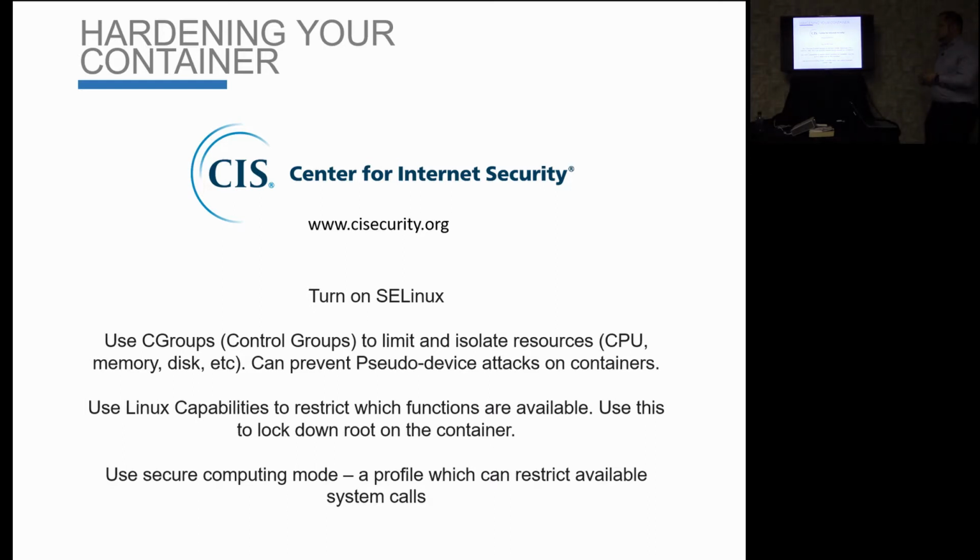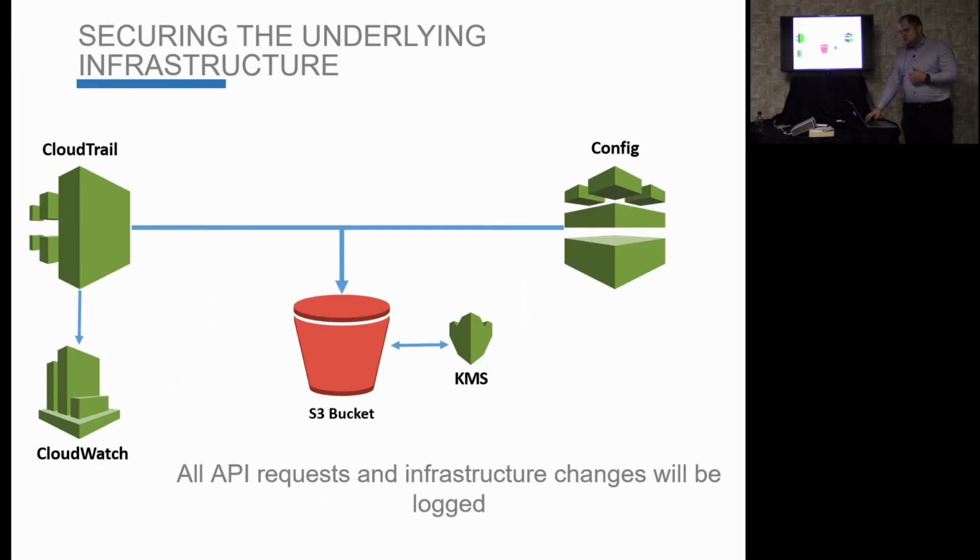And then using Linux capabilities, so only use what you need and switch off the rest of the stuff that you don't need. And then you should also be using secure computing mode, which basically restricts which system calls you can make to the underlying host. Then, if you are running containers, since this is an AWS meetup, you also need to make sure that the underlying infrastructure is secure.